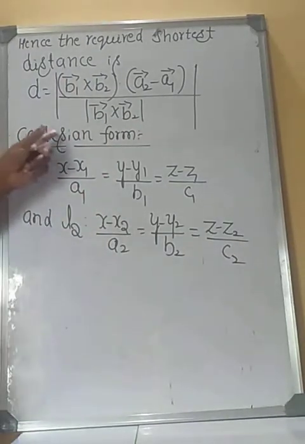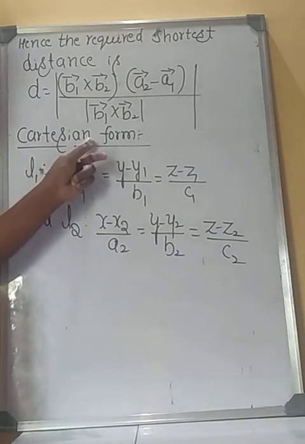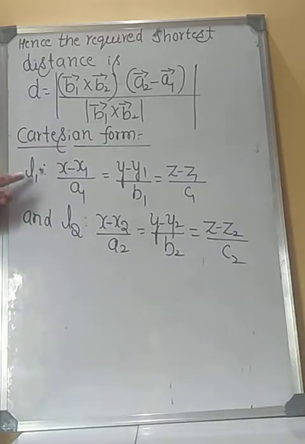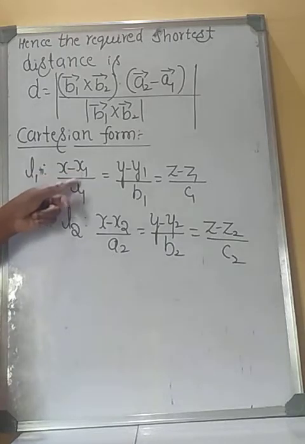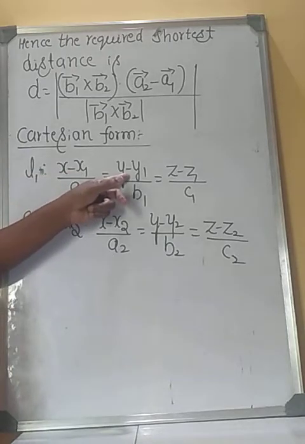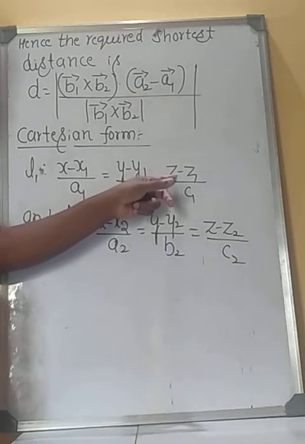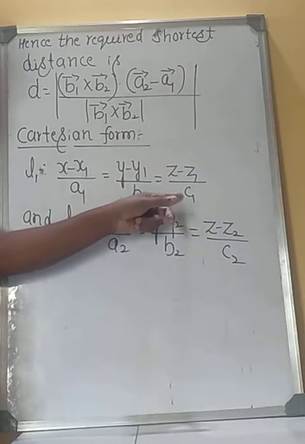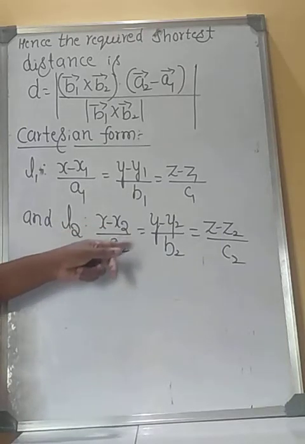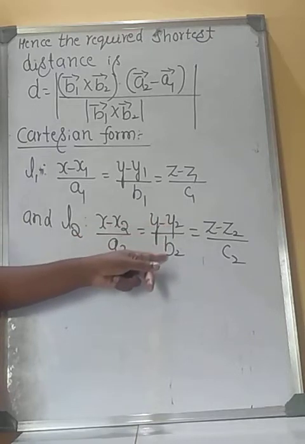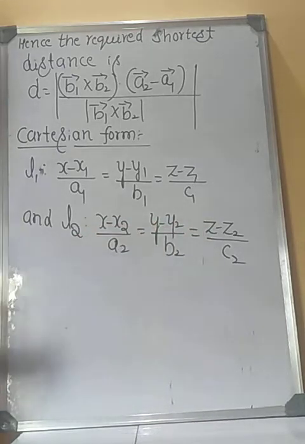So in Cartesian form, the shortest distance between the lines L1 and L2, where L1 is x minus x1 by a1 equals y minus y1 by b1 equals z minus z1 by c1, and line 2 is x minus x2 by a2 equals y minus y2 by b2 equals z minus z2 by c2.